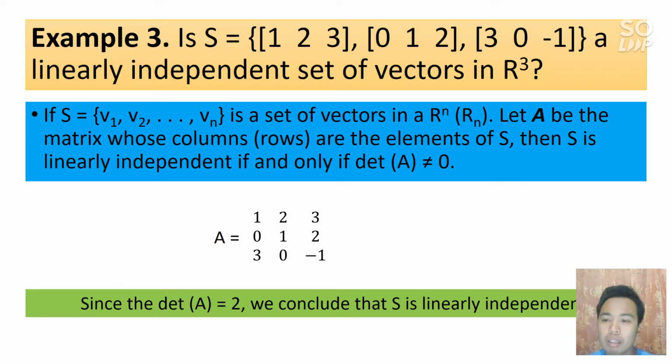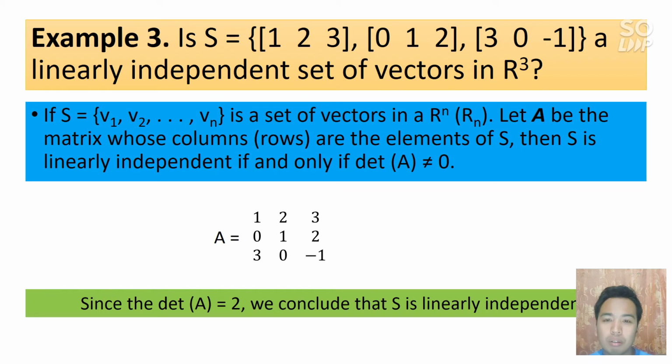If S is equal to the set of vectors v sub 1 until v sub n in R raised to n, let A be the matrix whose columns or rows are the elements of S. Then S is linearly independent if and only if the determinant of A is not equal to 0.